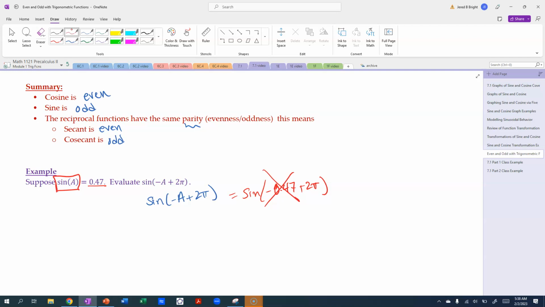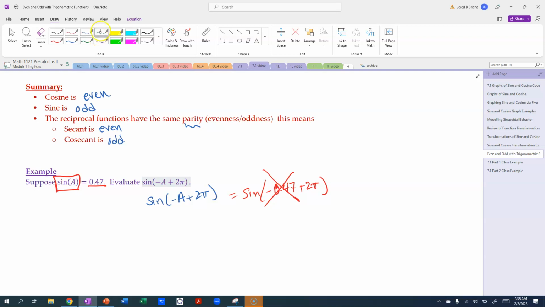And other students just say, well, a variation on a theme here, they forget about the 2 pi and they just say, oh, this is 0.47, because it must be the same. Or they do something weird. Let's do some thinking instead, okay?